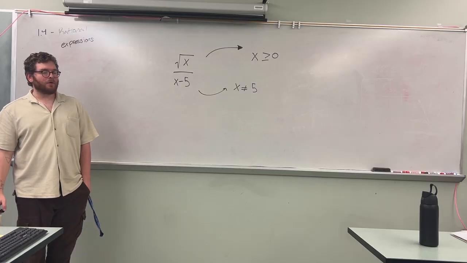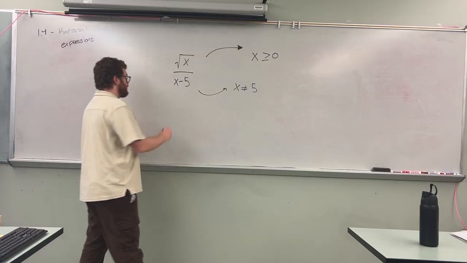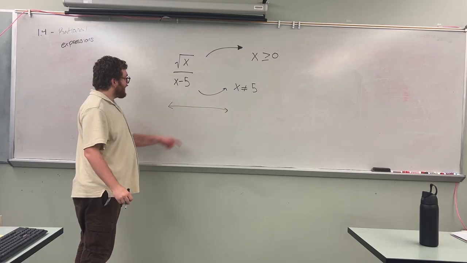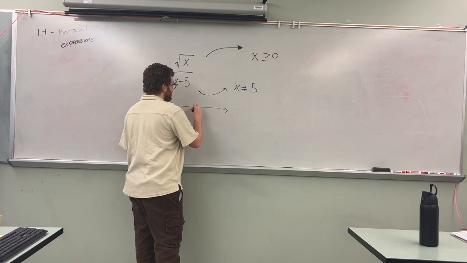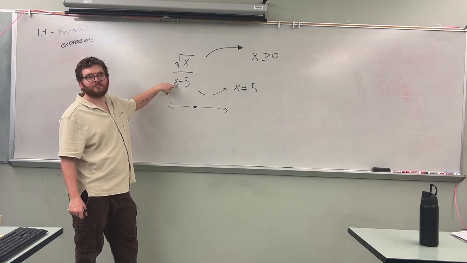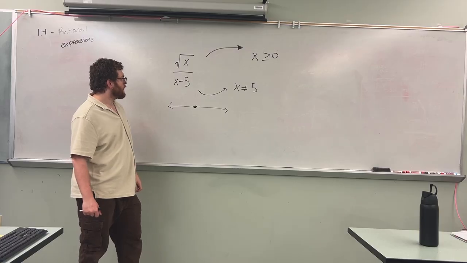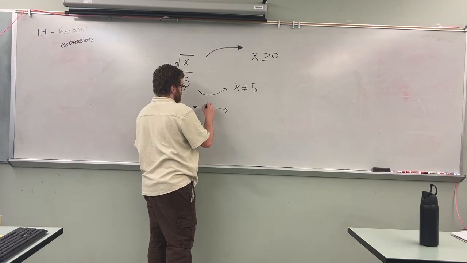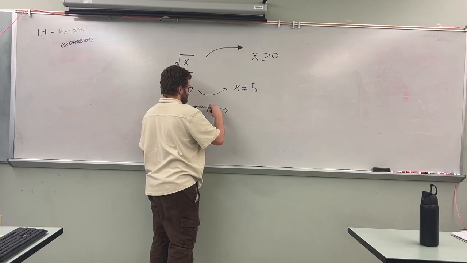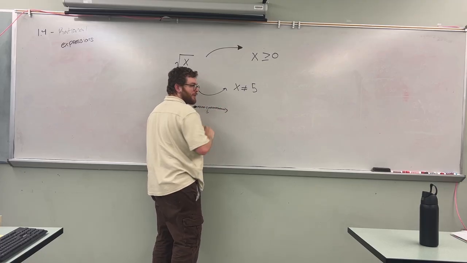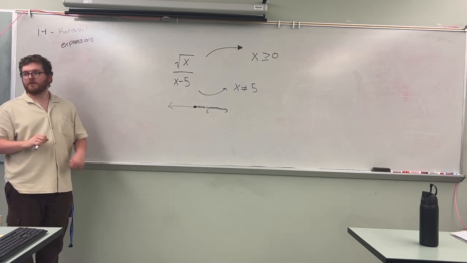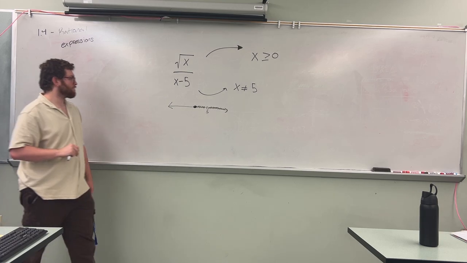So before I try to write out my domain, I'm going to put everything on a number line to kind of visualize it. I have to start at 0, but it can be equal to 0. If I put 0 here, I just get 0 divided by negative 5, which is still 0, so we're good. But I can't equal 5, so I'm going to have to take that out. I got everything between those, and everything up past that. And so first I'll write it in interval notation.